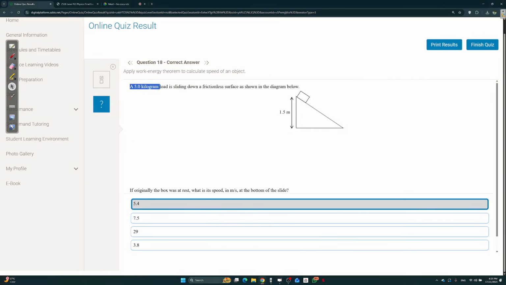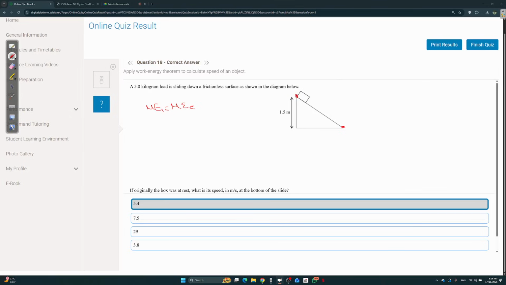Alright, over here, a 5 kilogram load is sliding down a frictionless surface. If originally the box was at rest, what is its speed at the bottom of the slide? This is so easy. You're 1.5 meters high, and you want to find the speed when you're down here. It's so easy. Simply, like I told you, ME1 equals ME2. This is why I like using this formula, not work equals delta K, because this one's applied in every case. There's no forces being applied here, so we're just going to say ME1 equals ME2.